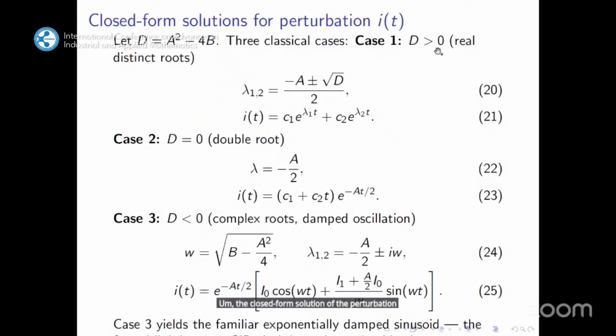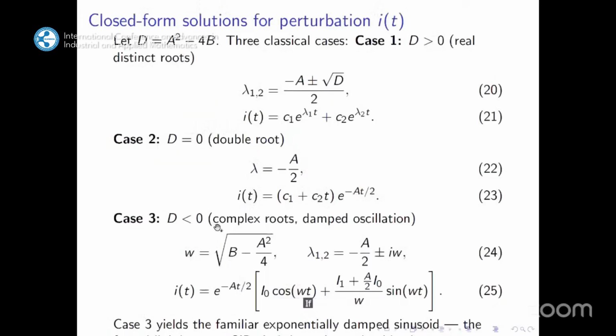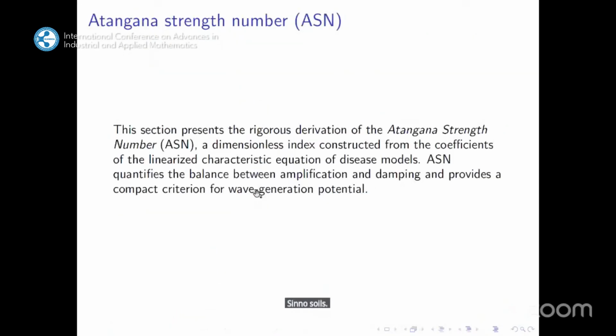The first case, if this is greater than 0, we have real distinct roots. And if this is 0, we have double roots. If this is less than 0, we have complex roots or damped oscillations. So case 3, we can see that it yields a familiar exponentially damped sinusoid.